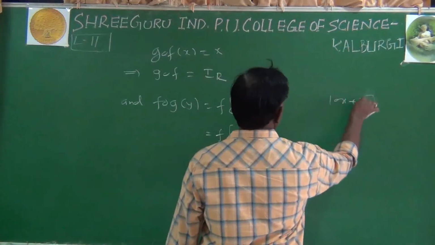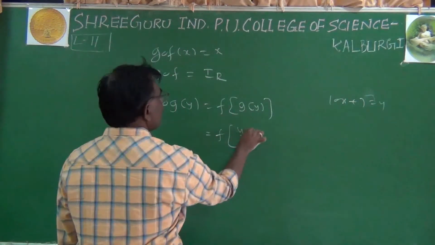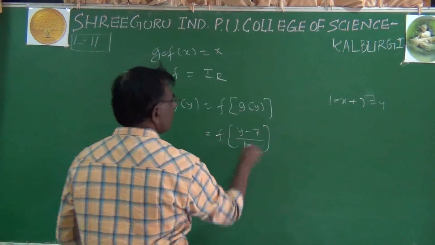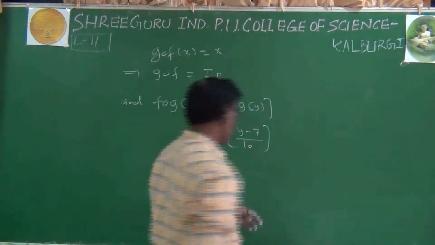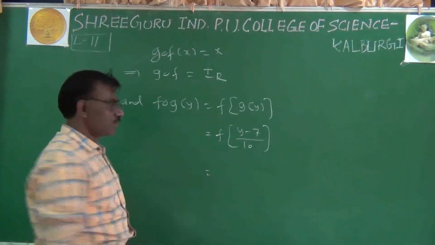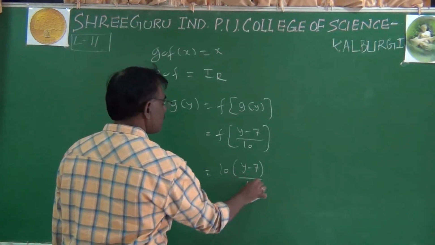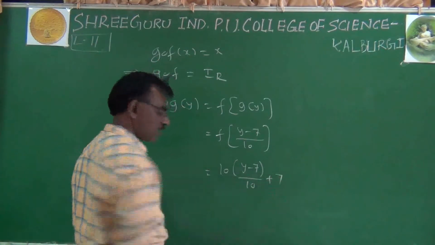10x plus 7 equal to y. So x equals (y minus 7) by 10. g of y is (y minus 7) by 10. So what is f of x? f of x is 10x plus 7, that is 10 into (y minus 7) by 10 plus 7.